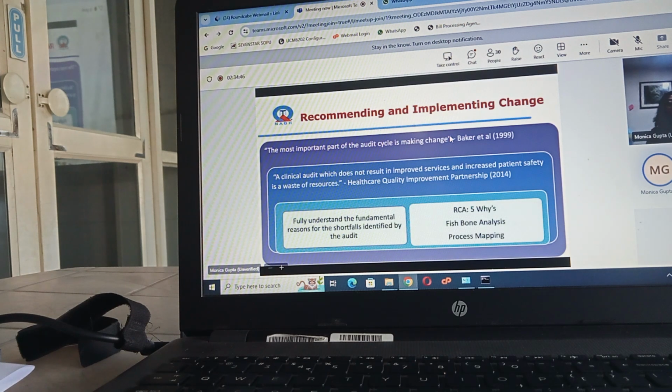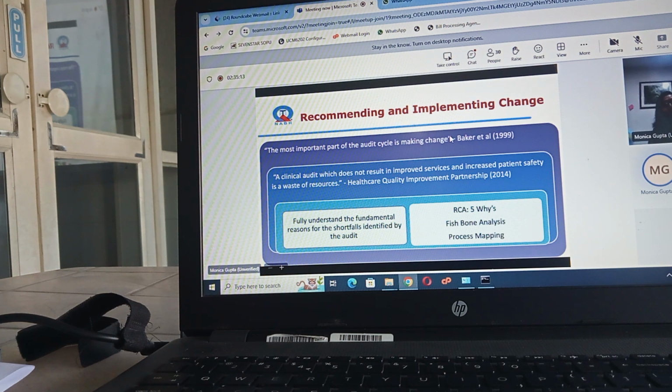So then comes implementing change. The first step is communicating, the next step is implementing the change, after concluding that this is what has to be done. The most important part of the audit cycle is making a change. If a clinical audit does not result in improved services and increased patient safety, it's a waste of resources. And remember that it is a resource-intensive activity.